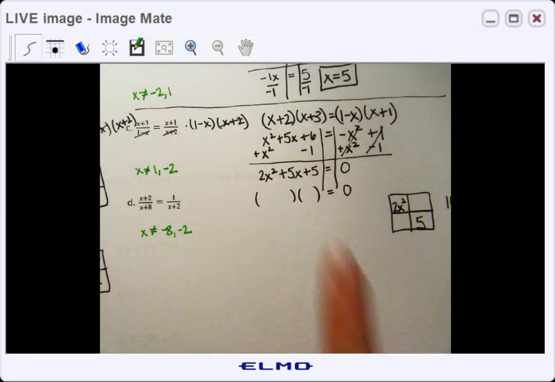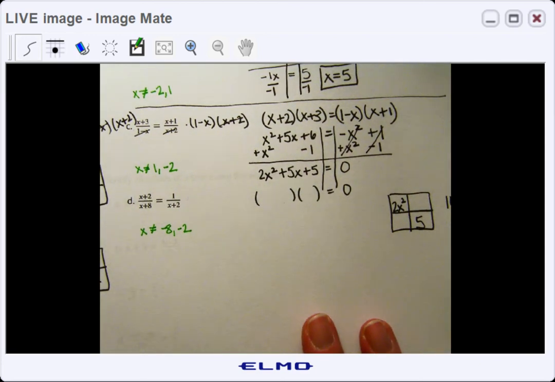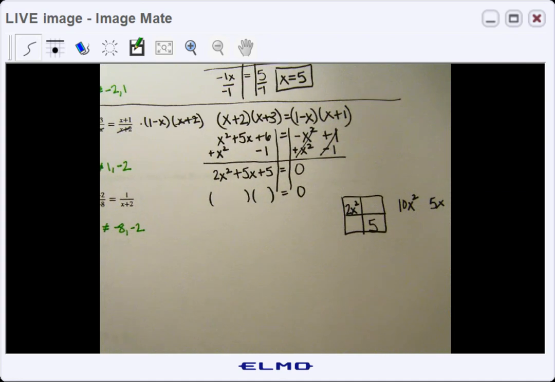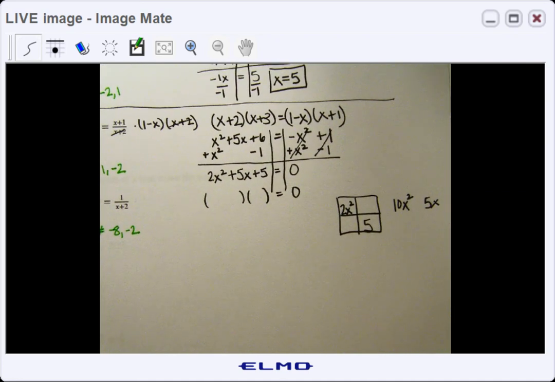Okay, so they have to multiply two numbers that multiply to get 10x squared and add to get 5x from the middle. And I've been thinking about this, and I realize that there isn't a combination that will do that. There isn't a combination of values that will multiply to 10x squared and add to 5x. So our other option for a problem like this is the quadratic formula.